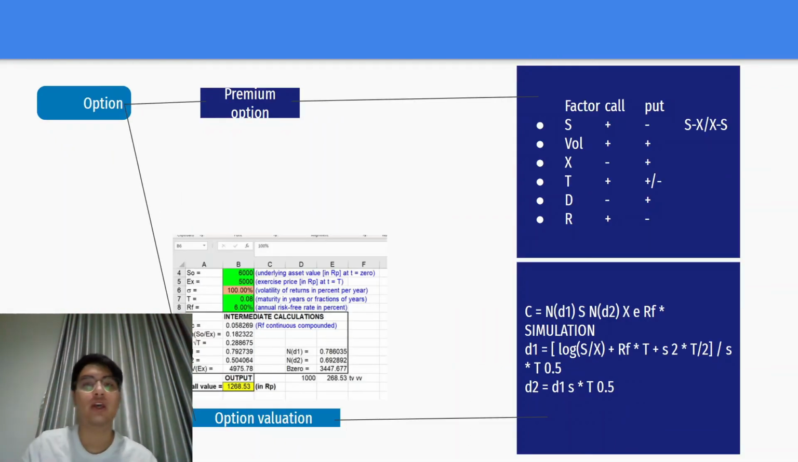Still on the topic of option valuation, this is the formula to calculate option valuation, with C equals N(d1) times S minus N(d2) times Xe^(-rT), and the equation is d1 equals log S divided by X plus (Rf plus σ² divided by 2) times T, divided by σ times square root of T. The d2 equals d1 minus σ times T to the power of 0.5.